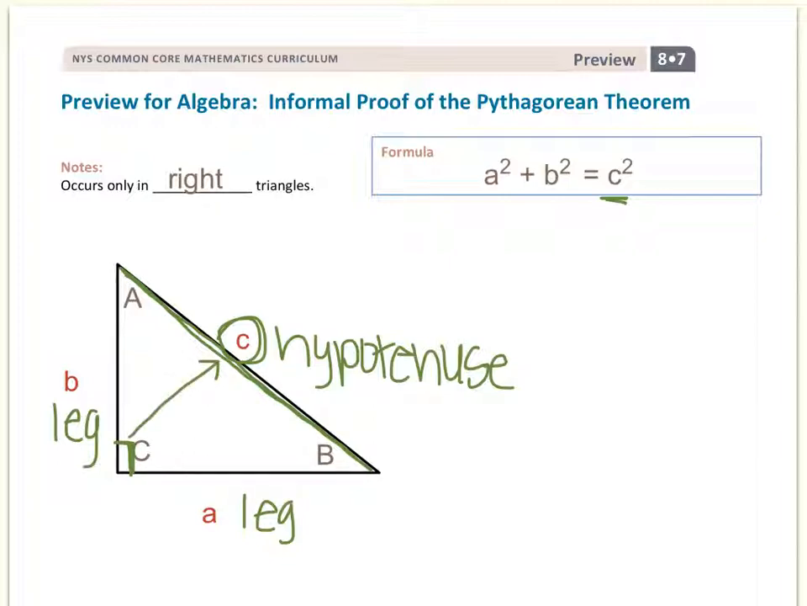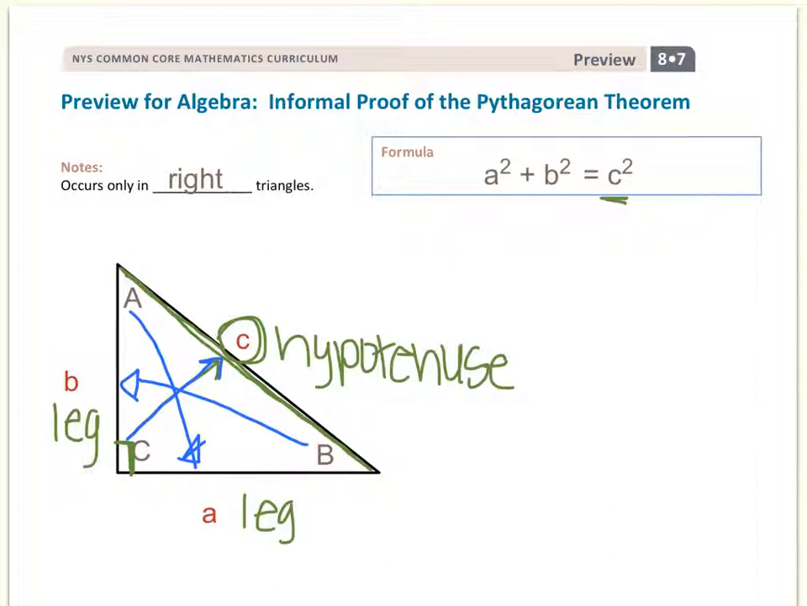So now you're probably wondering why there are these little A, B, and C inside the triangle. This represents the angles. So angle A is directly across from leg A or side A. Angle B is directly across from leg B or side B. And angle C is directly across from side C.